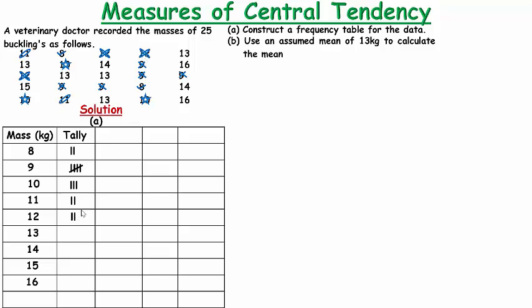Fourth column I have 1, add it up to this, it will make it 3. In the fifth column I don't have any. So I have 3 bucklings weighing 12 kilograms each.